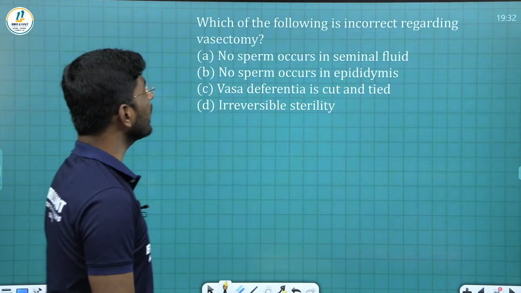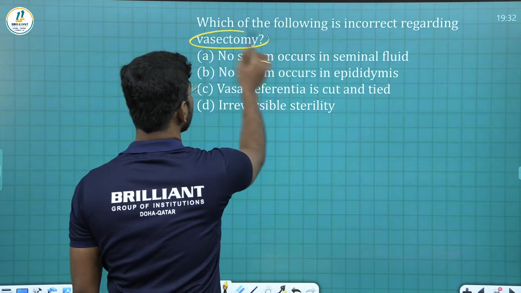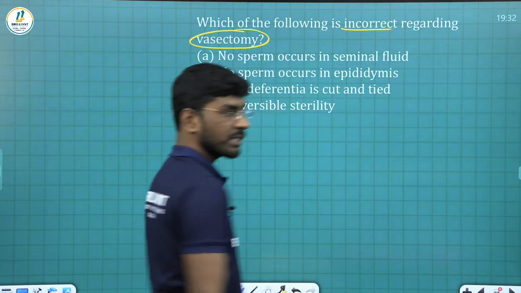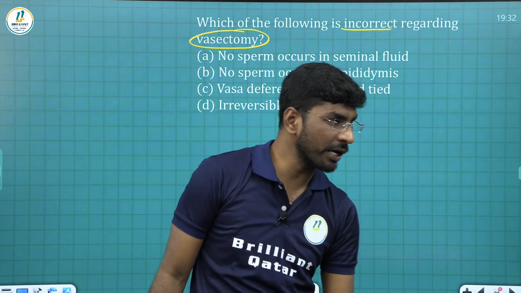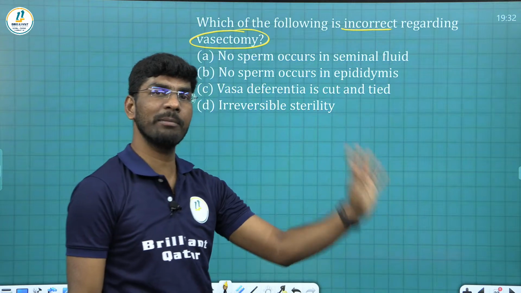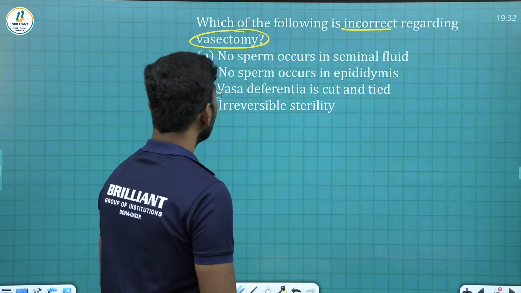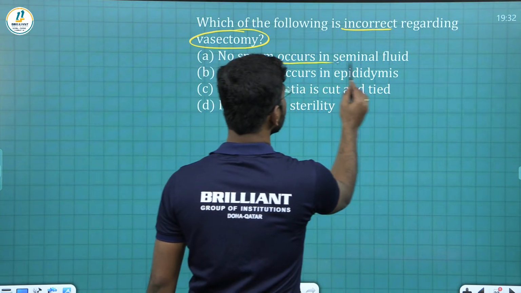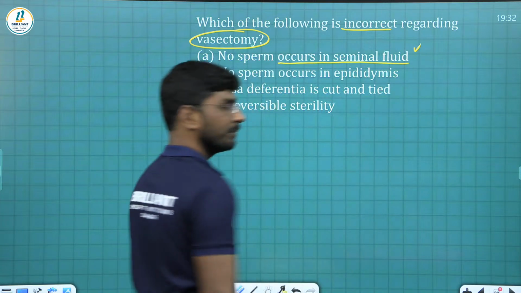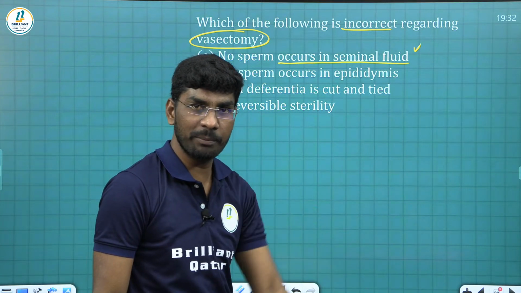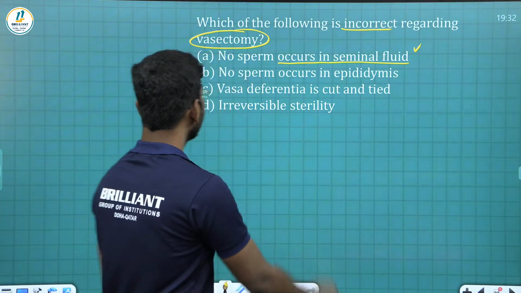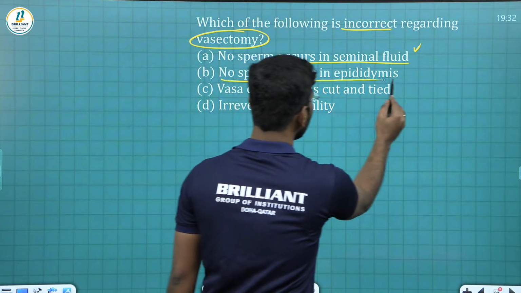Which of the following is incorrect regarding vasectomy? They are asking incorrect regarding vasectomy. Try. Something is not correct. Come on, Alisha. Naina, try beta. Incorrect statement about the vasectomy. No sperm occur in seminal fluid. Correct statement, right? No sperms occur in the seminal plasma or semen. Correct. No sperm occur in epididymis.